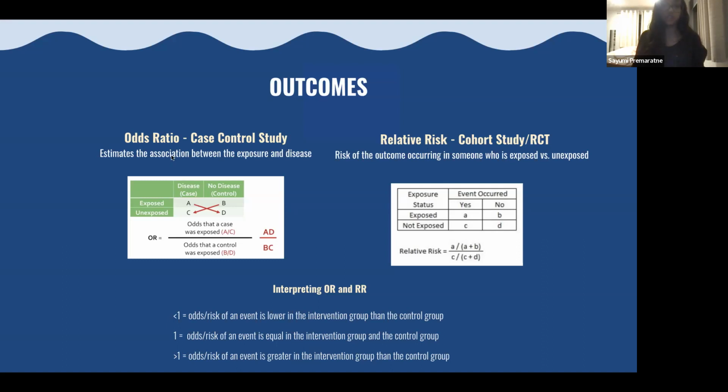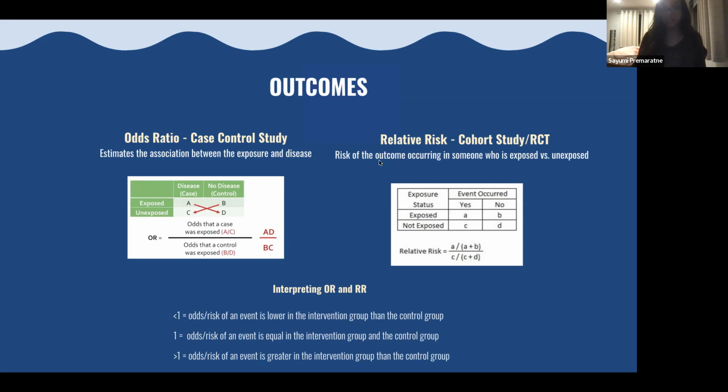So an odds ratio will estimate any relationship that is there between the exposure and the disease. And that's calculated this way. So you can see how we put the odds that a case was exposed. So this kind of ratio of A over C. So you can see A is a case, so someone with the disease who was exposed over someone with the disease who wasn't. And then we put that value over B and D. So, and then just some high school maths for you there.